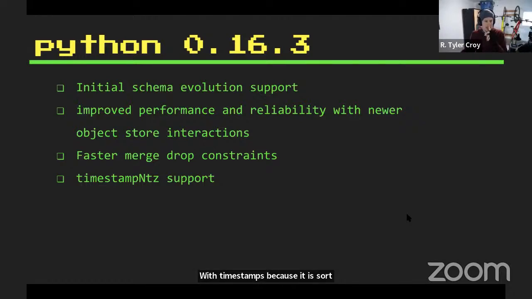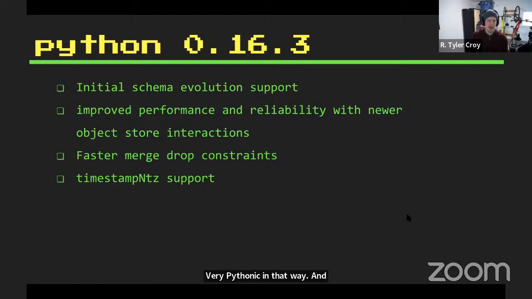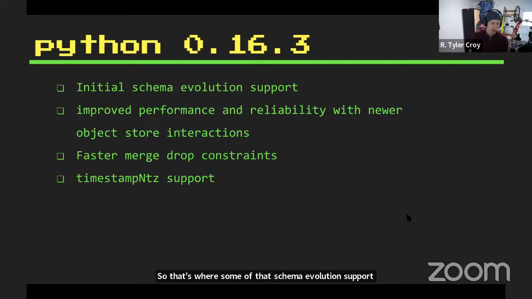One of the things that's interesting about the Python packages is we sort of put all the batteries included, very Pythonic in that way. And so the latest 0.16 releases kind of have unreleased Rust changes as well. So that's where some of that schema evolution support came in. They also have newer versions, or typically will have newer versions of Data Fusion or Arrow and the performance improvements that come from some of those underlying dependencies when we cut those releases.